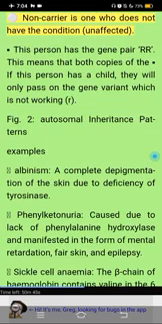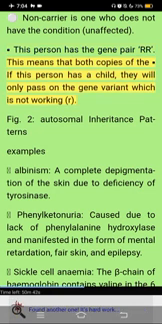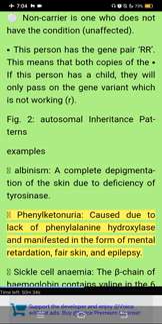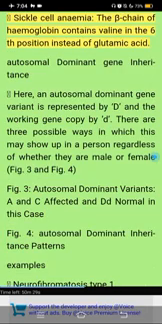Figure 2. White circle. A non-carrier is one who does not have the condition, unaffected. Black small square. This person has a gene pair, rr. This means that both copies of the gene are not working. When this person has a child, they will only pass on the gene variant which is not working, r. Figure 2. Autosomal inheritance patterns. Examples. Albinism, a complete depigmentation of the skin due to deficiency of tyrosinase. Phenylketonuria, caused due to lack of phenylalanine hydroxylase and manifested in the form of mental retardation, fair skin, and epilepsy. Sickle cell anemia, where the beta chain of hemoglobin contains valine in the 6th position instead of glutamic acid.